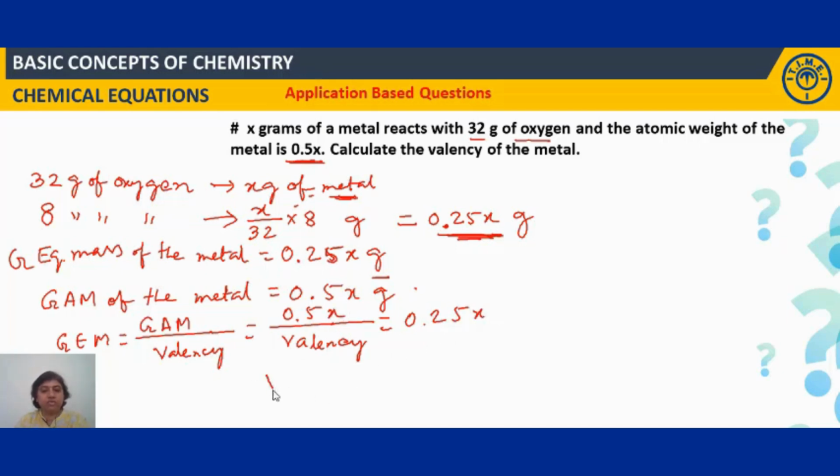So valency is equal to gram atomic mass divided by gram equivalent mass. So 0.5 X divided by 0.25 X is equal to 2. I hope you could understand the problem. Okay, let's see the solution. Everybody noted down? Okay, fine, good.